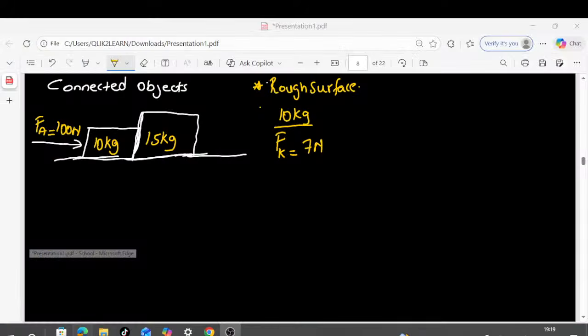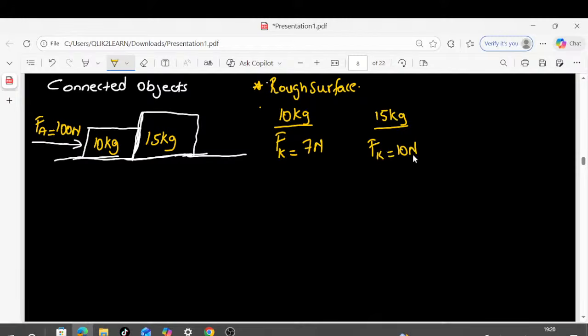Don't worry. I'm still giving you the information on the blocks. We haven't done anything yet. So the 10 kg block has 7 newtons. Then what about the 15 kg? The 15 kg block experiences a frictional force of 10 newtons. So this 15 kg block has Fk of 10 newtons.